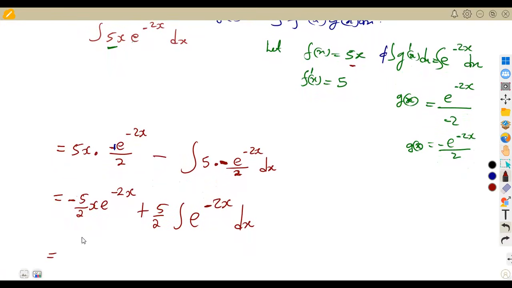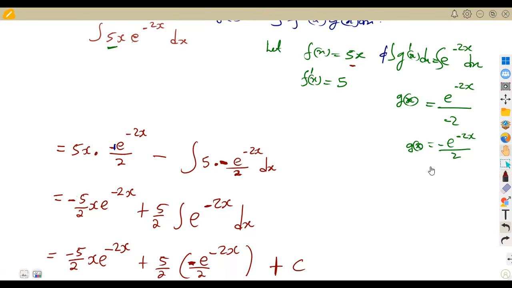So this will be minus 5 over 2 x e to the exponent of minus 2x, plus 5 over 2 times the integral of e to the exponent of minus 2x, which gave us minus e to the exponent of minus 2x, everything over 2. Remember, this is what we got. All right, since there's nothing to be integrated again, we can introduce our constant of integration.